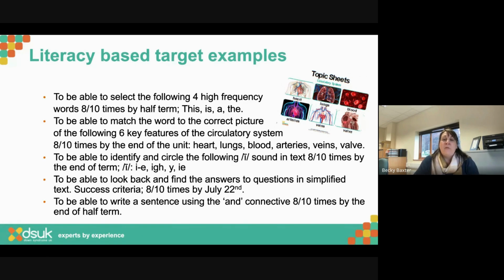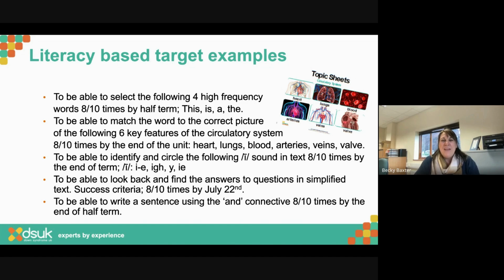To be able to look back and find the answers to questions in simplified text. Reading comprehension is often behind word reading for children with Down syndrome, and it's often once my child is reading, so I've moved away from my 4 high frequency words onto thinking about, okay, we're working on reading comprehension. In every lesson, I'm going to give you some simplified text with some questions about it. We're going to practice this with support until you can do it independently, read that text and answer these questions.